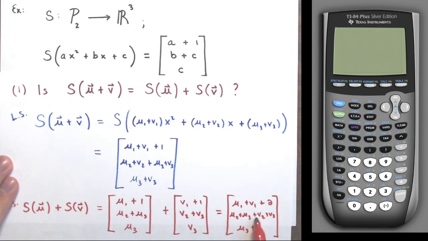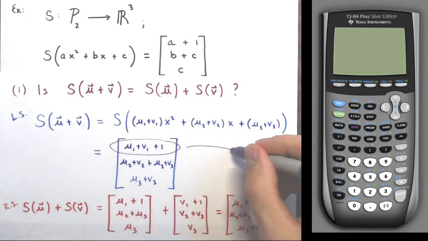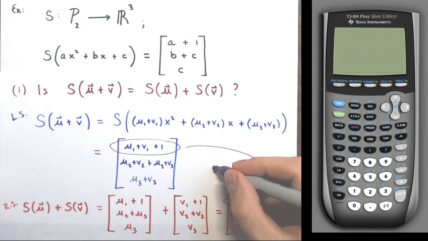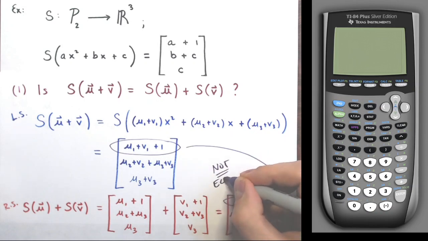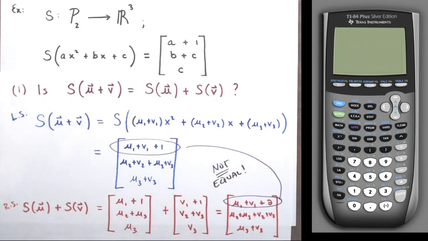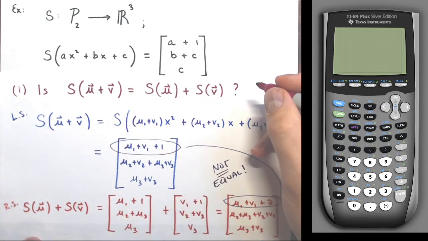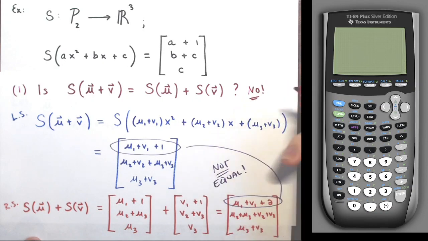Now look, the second component is the same as the second component here: u2 plus u3 plus v2 plus v3, same stuff. The third components are the same, u3 plus v3. It's these first components that might be different, and well, definitely will be different. These first components are not the same, so these are not going to be equal. I could actually stop here and say they're not equal. So the answer to the question I asked up here, does that additivity property hold, is no. So this transformation S is not a linear transformation.